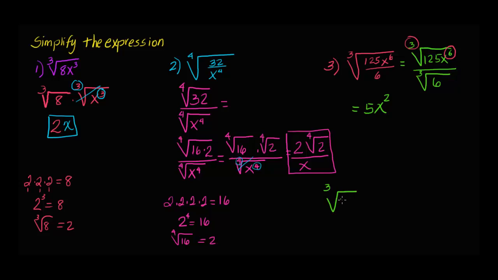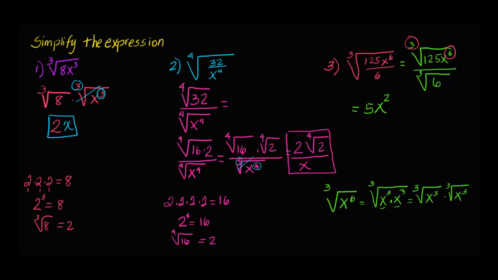The cube root of x to the 6th power is equal to, I can rewrite this as the cube root of x cubed times x cubed. If you remember the exponent rules, when you're multiplying equal bases, you add the exponents. So this is the same thing as x to the 6th power. I've just rewritten it differently, and now I can separate these factors into their own radicals, which is the cube root of x cubed times the cube root of x cubed, right?